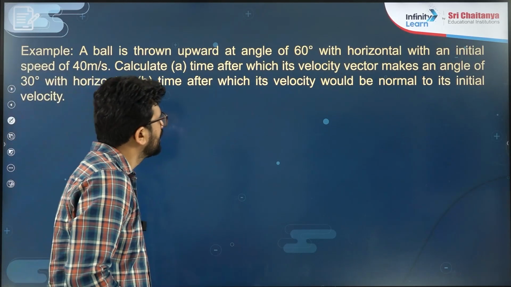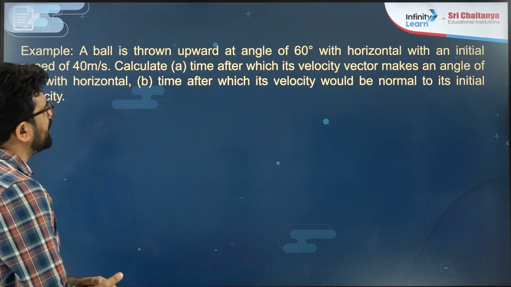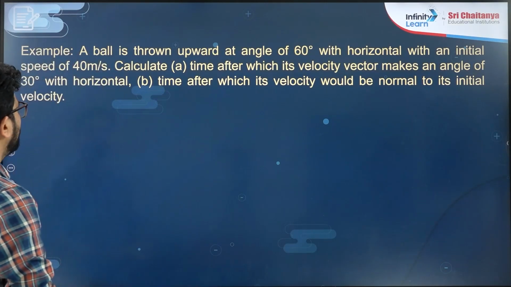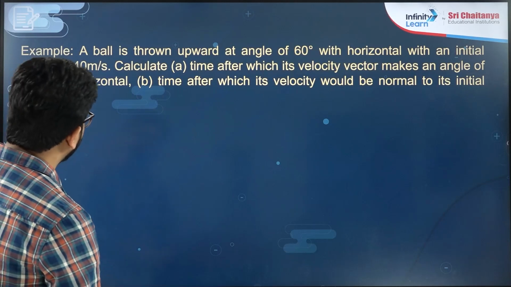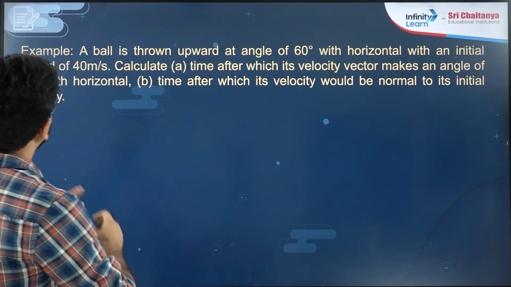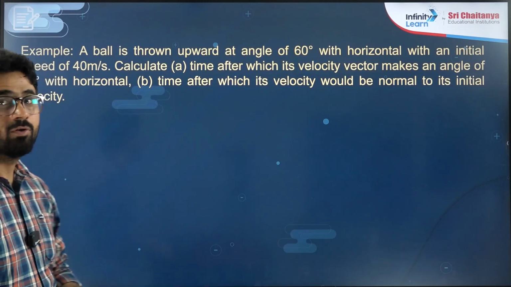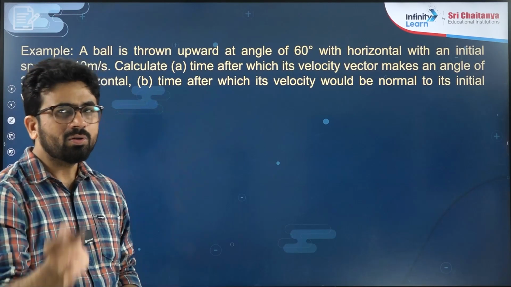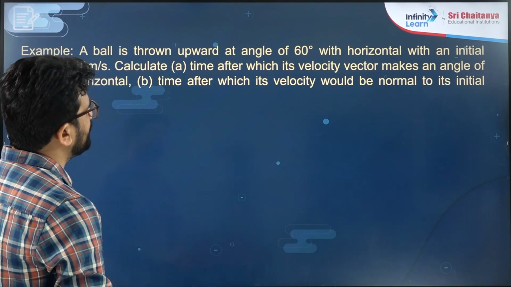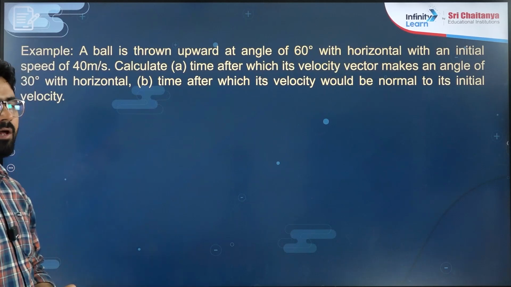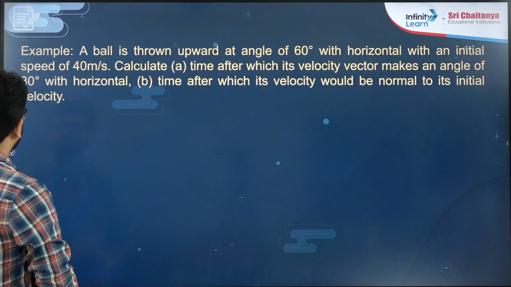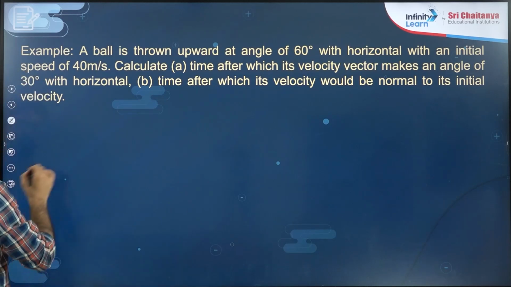Very first, a ball is thrown upward at an angle of 60 degree with the horizontal and with initial speed of 40 meter per second. Calculate the time after which its velocity vector makes an angle of 30 degree with the horizontal, and the time after which its velocity would be normal to the initial velocity. Both are very good questions. You have to focus, and that type of question you can find in previous years. Okay, so I am taking the first question first.